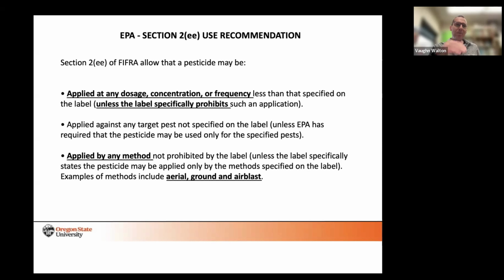If we go to the bottom of this text here, you can apply that toxicant, that tank mix, using any method. You can put the tank mix on the back of an ATV, you can put it into a drone, you can apply it on the ground normally as you would with an air blast. Various options are allowed.